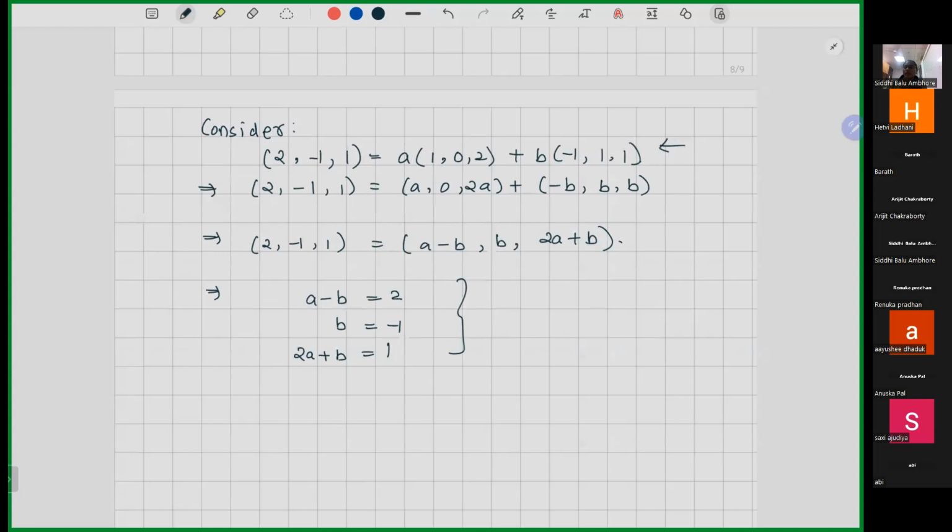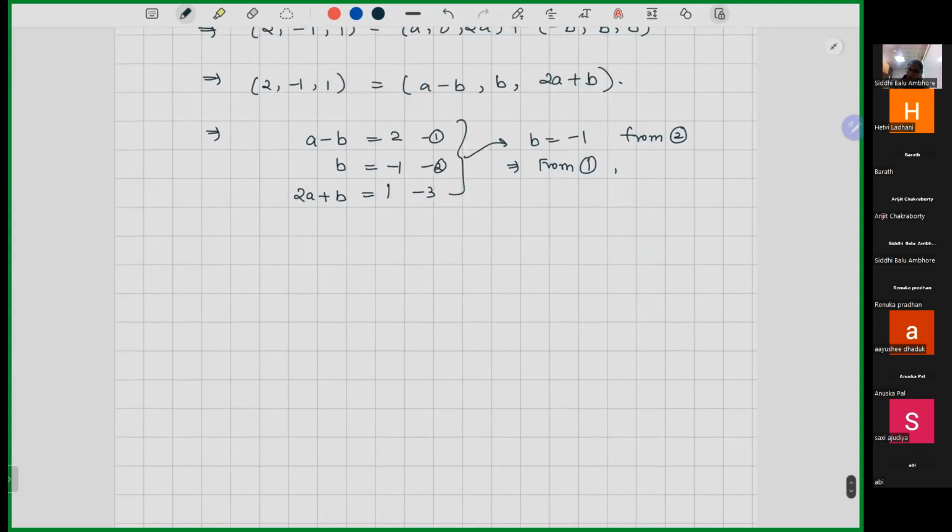From here we already have that b is equal to -1, right? Then from the first equation, let me label them 1, 2, 3. So this is from 2. From 1, what we get? a is equal to 2 + b. And what is b? Putting -1, 2 plus -1, and what is that? 1, right? So from the first two equations, I got a to be 1 and b to be -1.